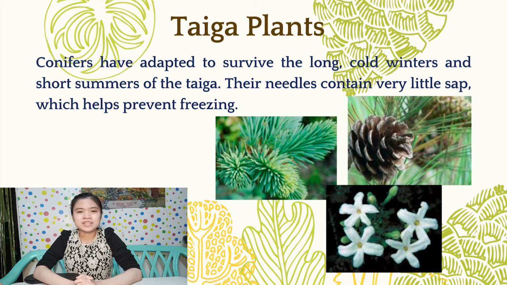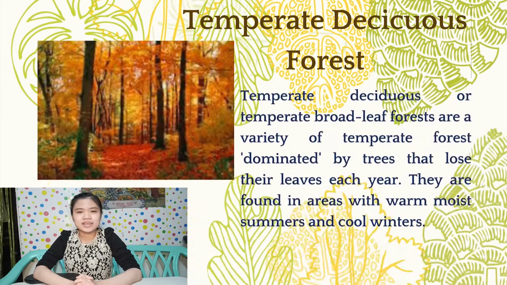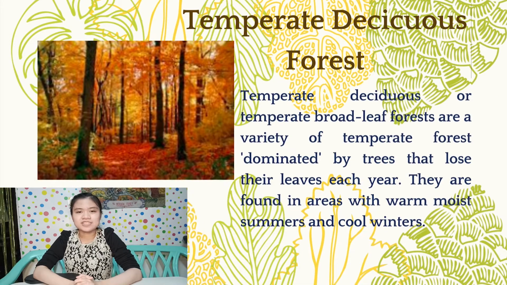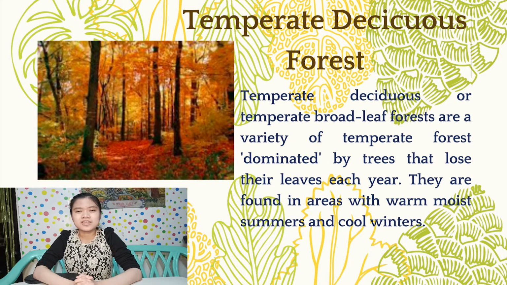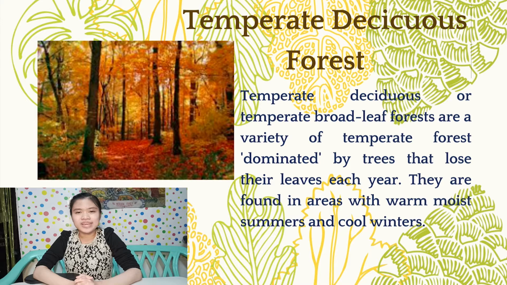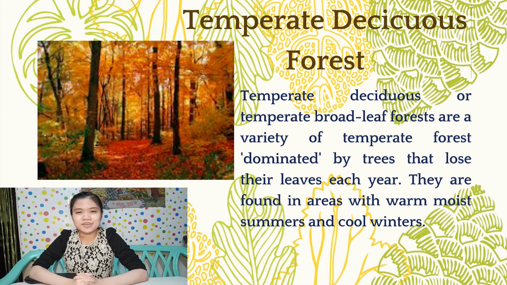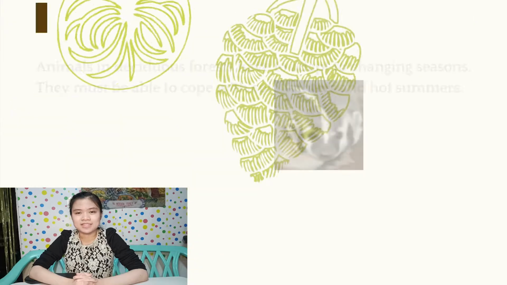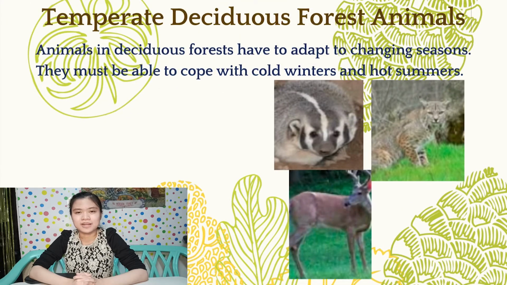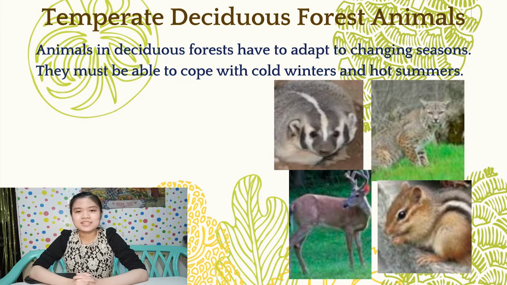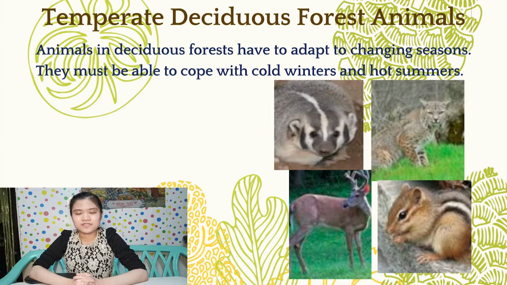The third biome is the temperate deciduous forest. It is a biome dominated by trees that lose their leaves each year. It has 4 distinct seasons: summer, winter, spring, and fall. Migration and hibernation are the 2 adaptations that many of the deciduous forest animals have. Food storage is another adaptation that some of the animals have. For instance, chipmunks and squirrels gather nuts to store for winter.